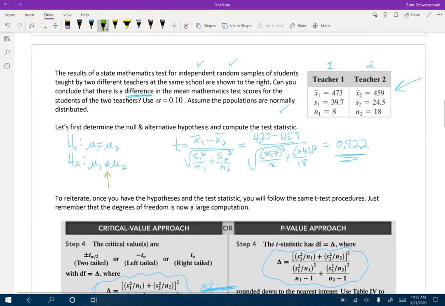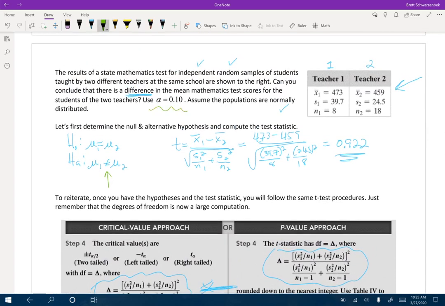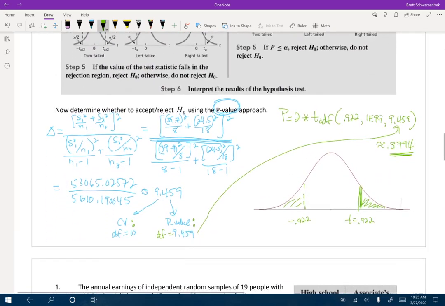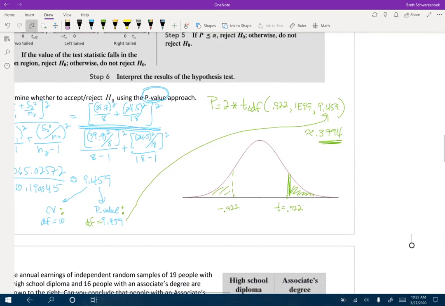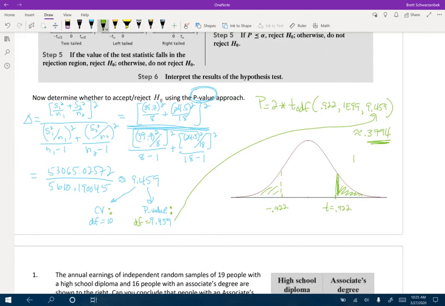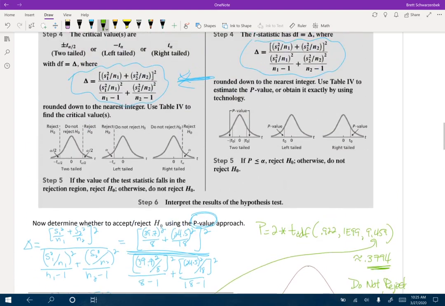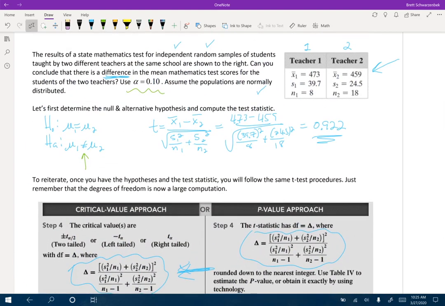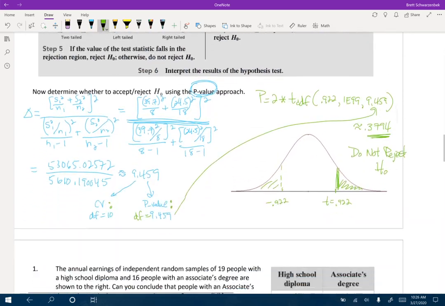That means we're comparing this to our alpha in this problem. So just a note, alpha is 0.10, which is pretty large, but still this 0.3794 is larger than that. So we would say we do not reject H naught. Okay, because we do not reject H naught, that means we're accepting that the test scores for the two teachers are the same in this scenario.